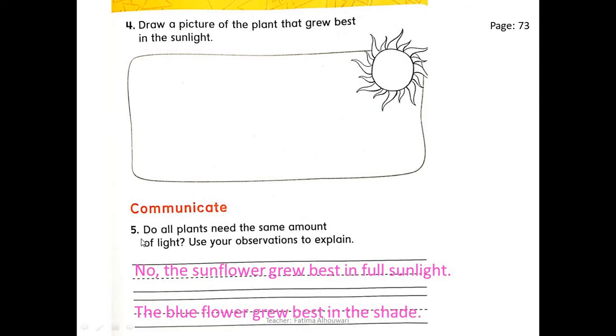Let's see the next question. Do all plants need the same amount of light? As we said, grade 1, of course not. The sunflower grew best in full sunlight, while the blue flower grew best in the shade. Please, grade 1, be sure to write this answer in your book.